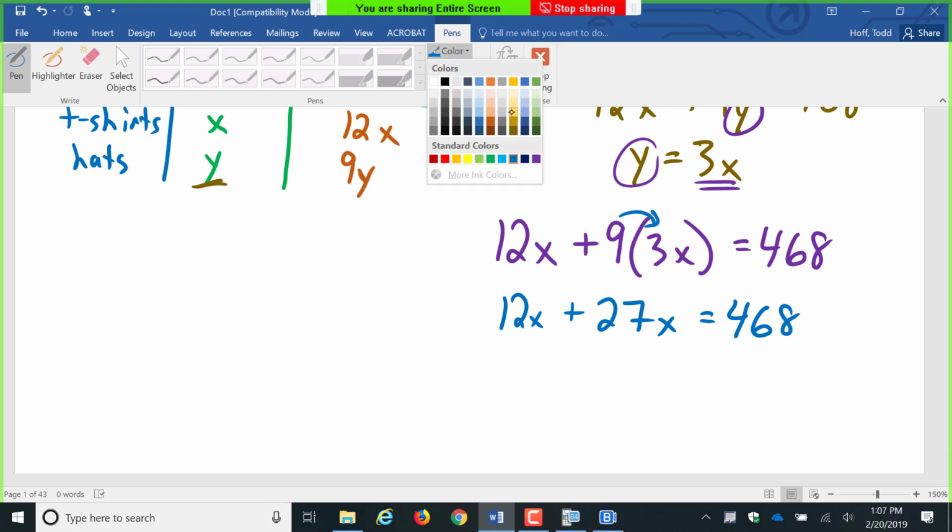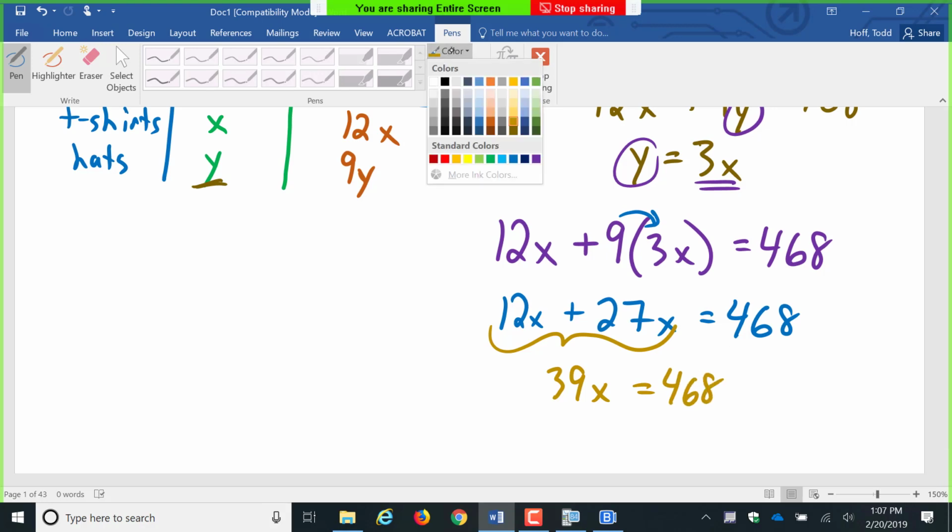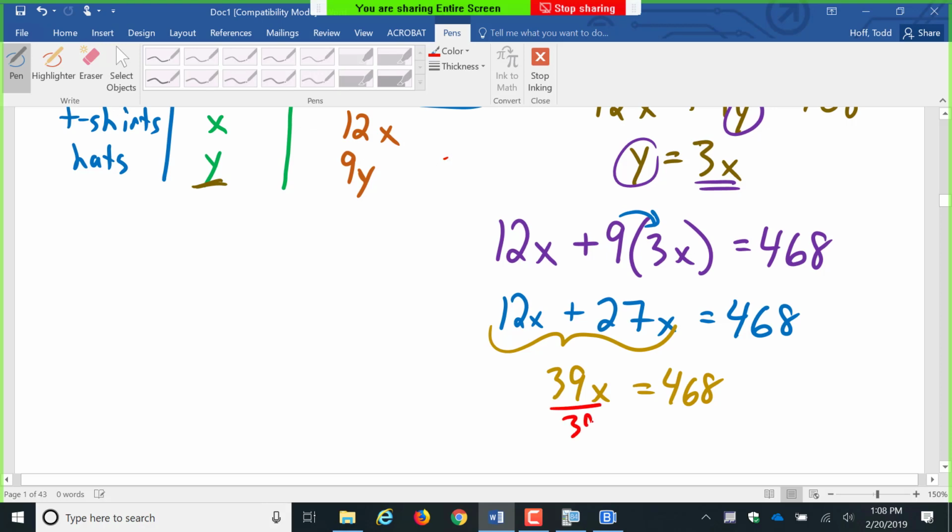What's next? Combine the x's, get 39x. Perfect. 12x and 27x make 39x equals 468. And then? Divide by 39, you get 12. Divide by 39, we get x equals 12.